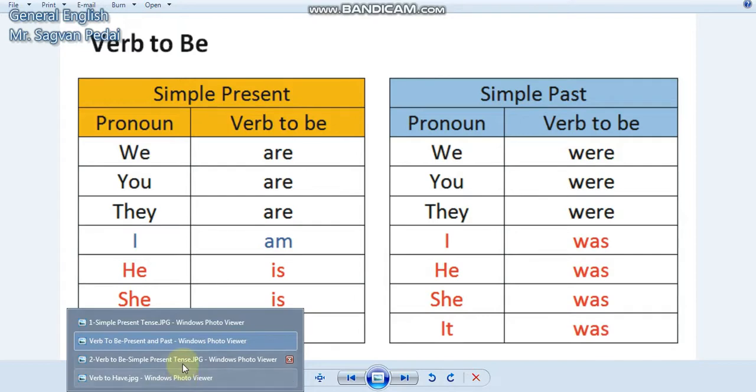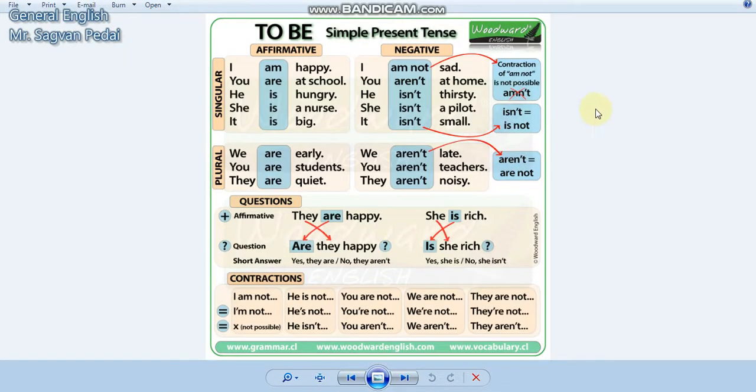So I am happy. You are at school. He is hungry. She is a nurse. It is big. We are early. You are students. They are quiet.